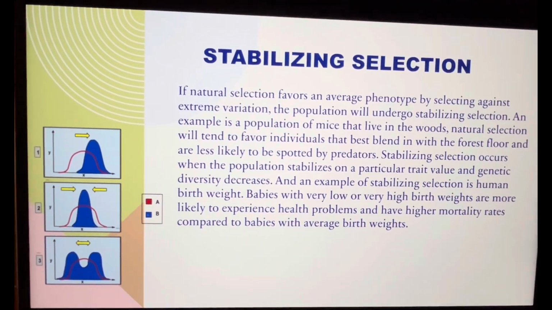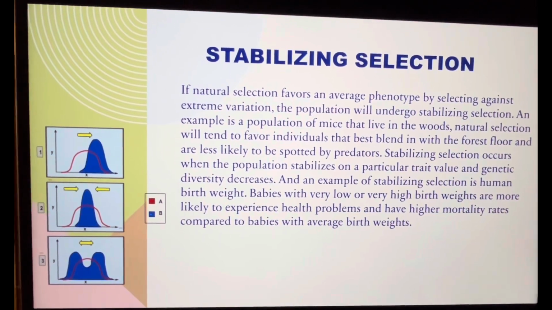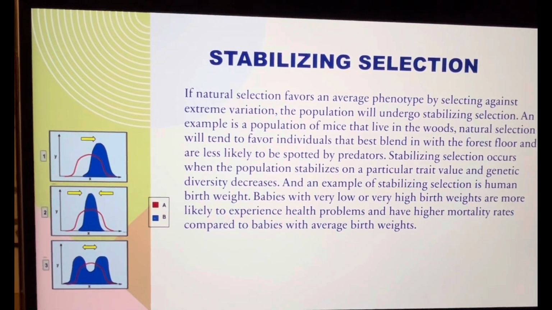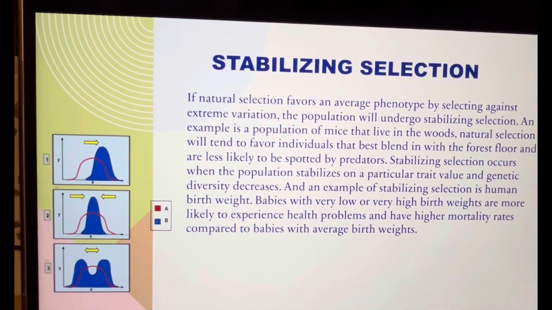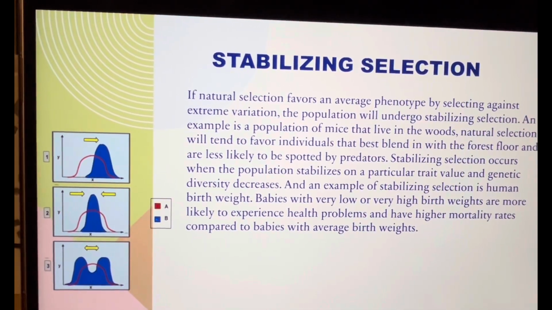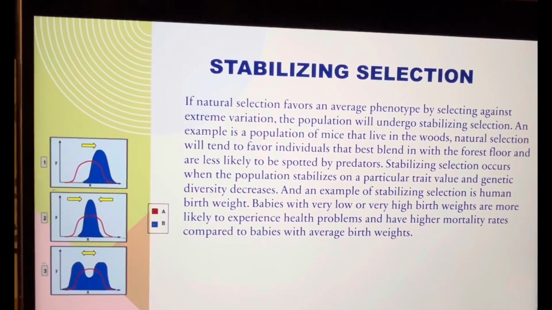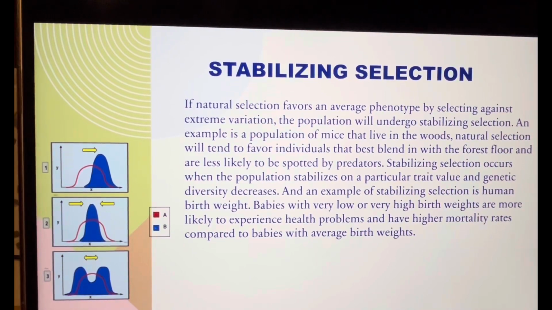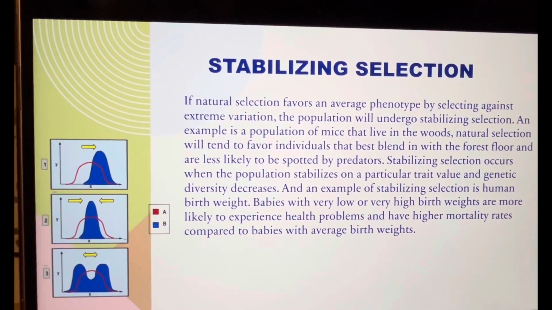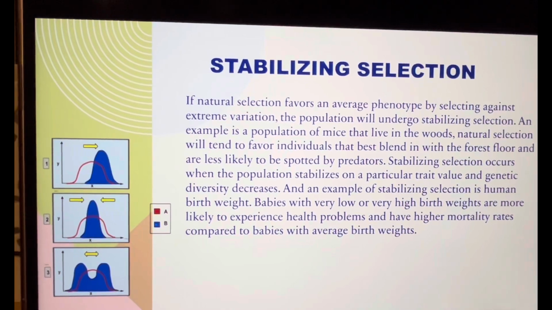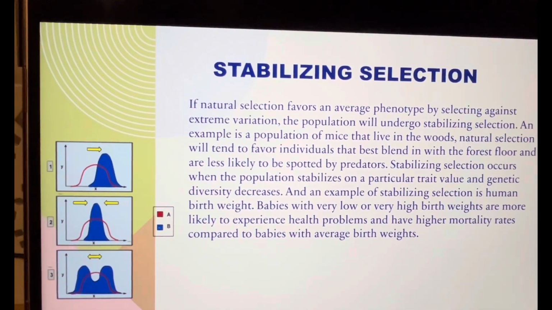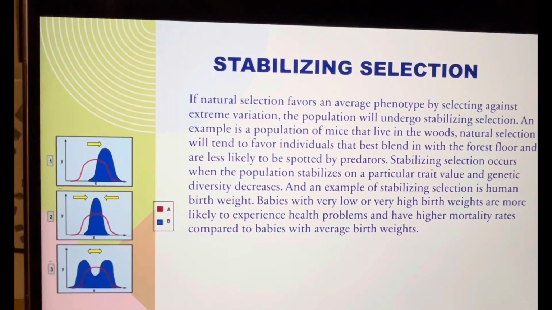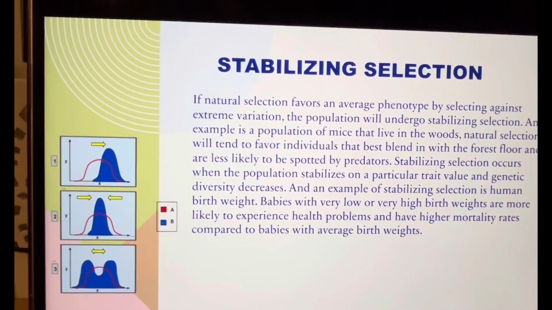So if natural selection favors the average phenotype by selecting against extreme variation, the population will undergo stabilizing selection. An example of this is a population of mice that live in woods, and natural selection will tend to favor individuals that best blend in with the forest floor to be the least likely to be spotted by predators. It occurs when the population stabilizes on a particular trait value and the genetic diversity decreases.